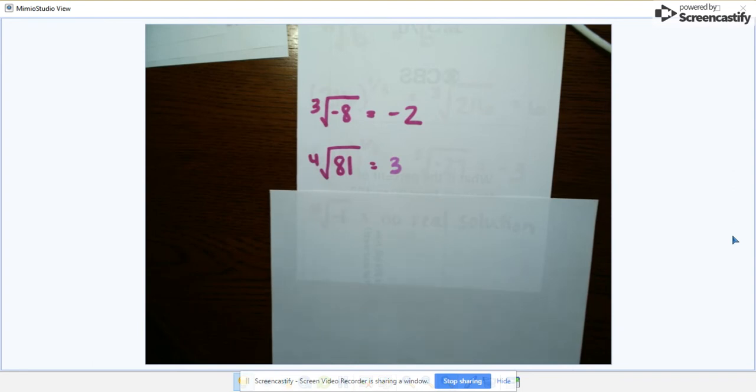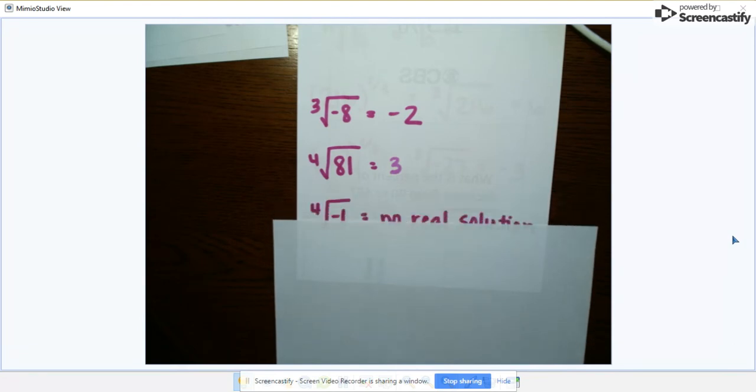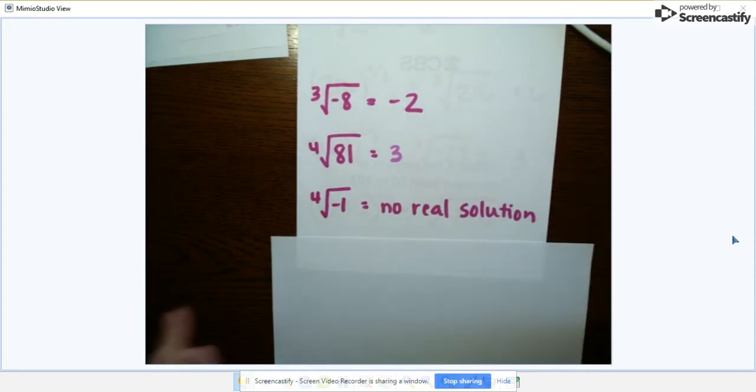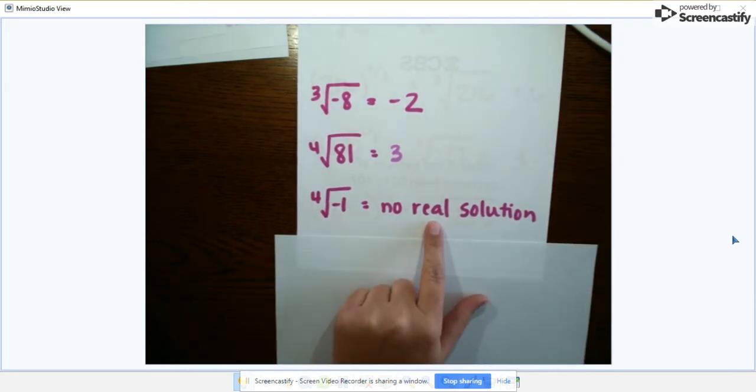Here's another common radical. The 4th root of 81 gives us 3, because 3 times 3 is 9, 9 times 3 is 27, and 27 times 3 is where we get 81. And finally, we come back to a root of a negative number. And this one is no real solution.